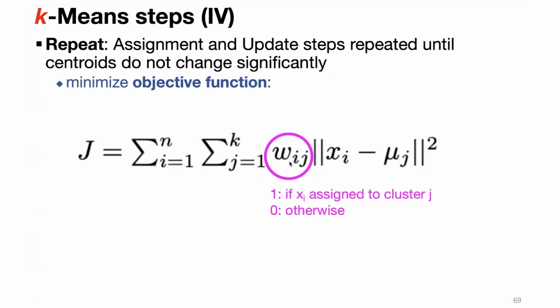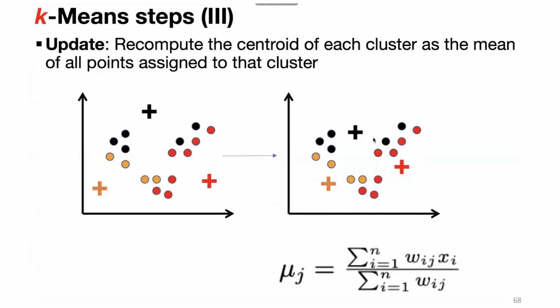And this is the key point: we have a weight parameter such that if a point is assigned to a centroid, it takes 1. If not, it gets a 0. And we repeat until the centroids do not move very much. This gives confidence that we formed, let's say, the 3 clusters that we were aiming for.